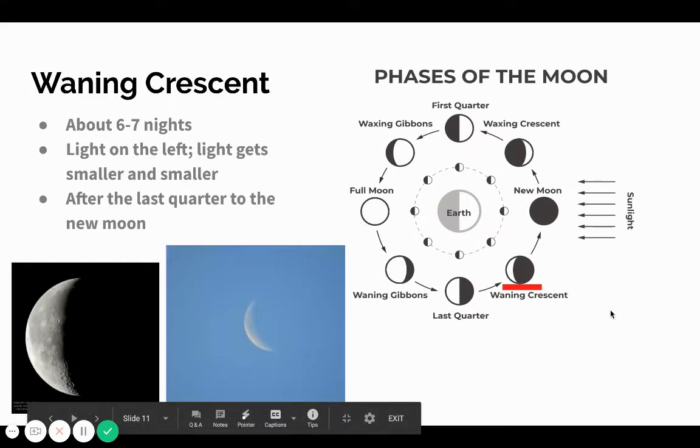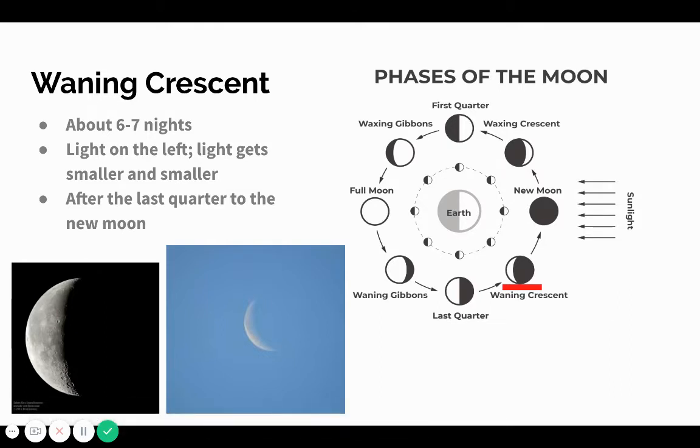So after the third quarter, the moon enters the waning crescent phase for the next how many days? Yeah, 6 to 7. We have got this pattern down. Crescents, gibbous, 6 to 7 days. New moon, full moon, quarters, 1 day.